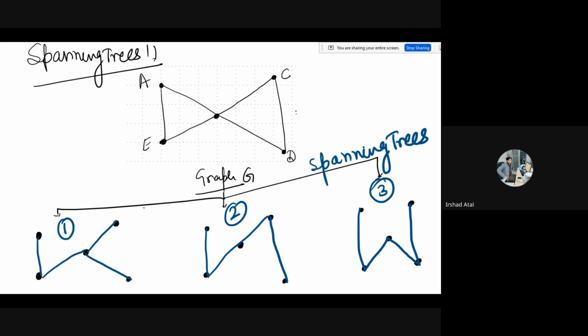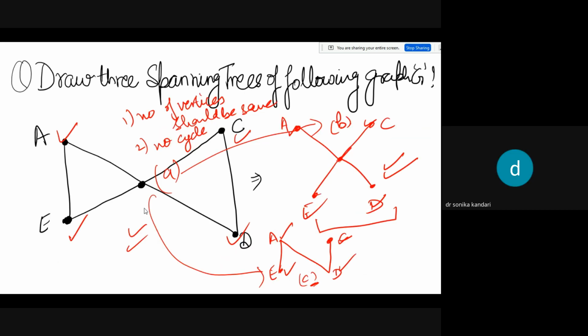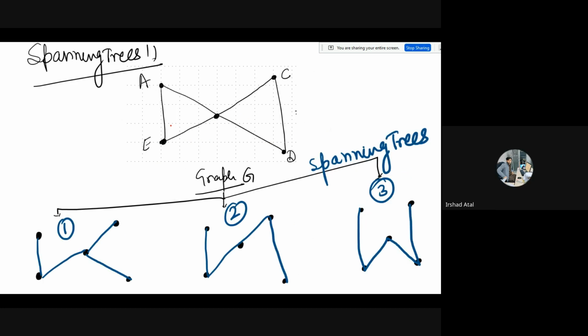It's not a spanning tree. Why? There are 4 vertices, there should be 5. This was missing. By default, this is here. This is the fifth one. By default it was missing, so it exists there. I have not shown it explicitly. In these diagrams, I have shown this vertex explicitly.